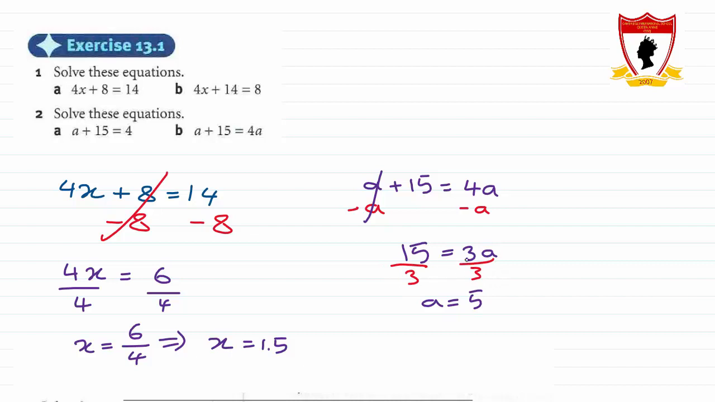Divide by 3. This 3 will be cancelled. 15 divided by 3 is 5. So in both cases you get a is equal to 5. A is equal to 5 is exactly the same as 5 is equal to a. There is no difference between these two expressions.